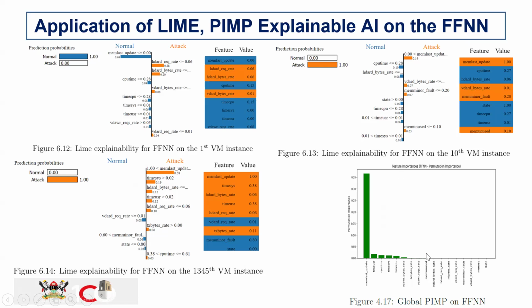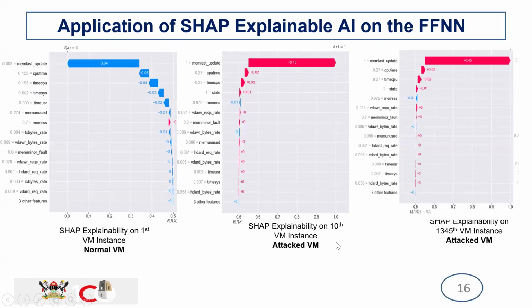Now this is the application of PIMP on the feed-forward neural network. So here we see memory last update, time user, CPU time are the most important features. This is the application of SHAP explainability.